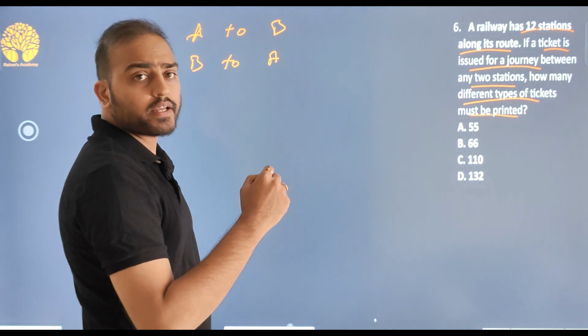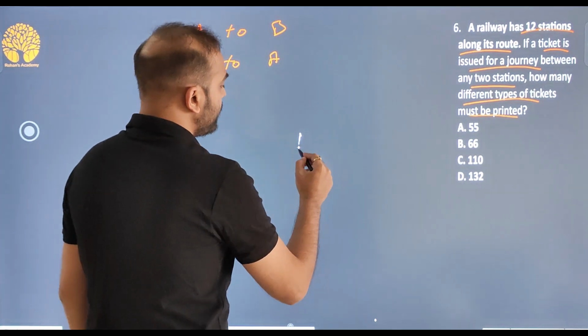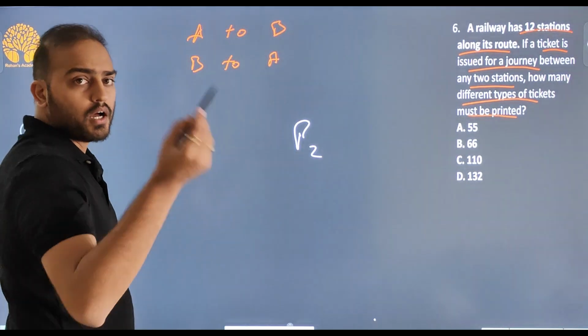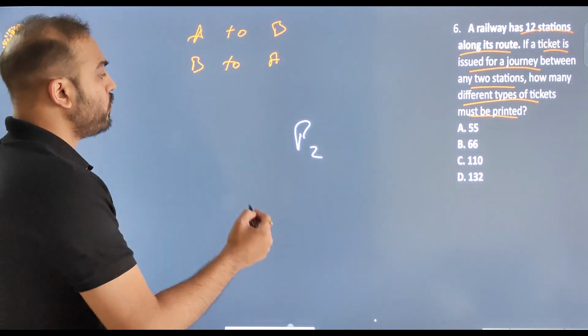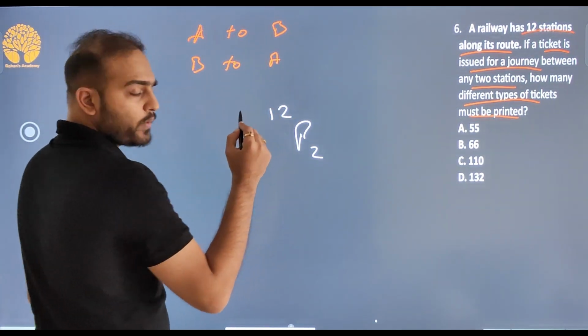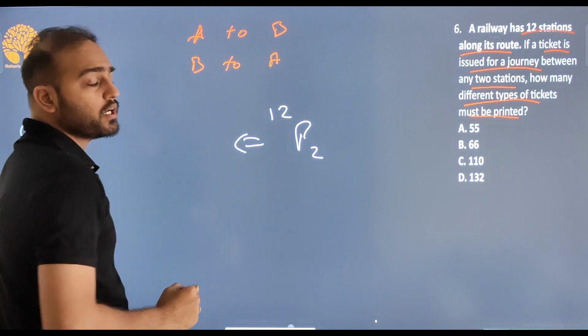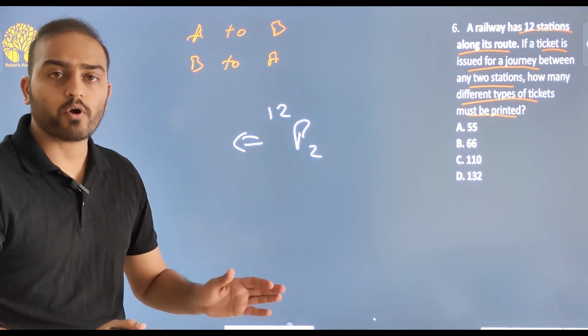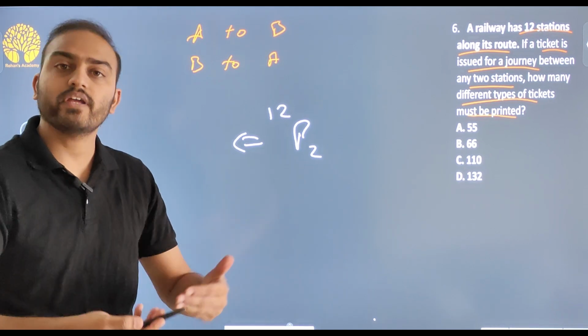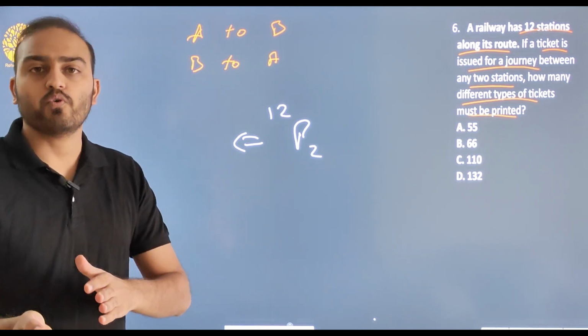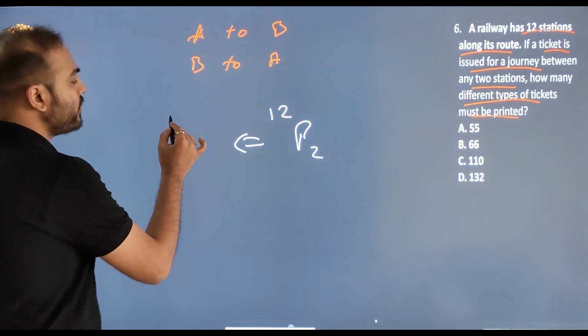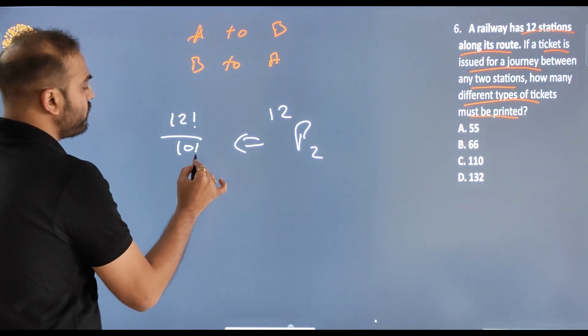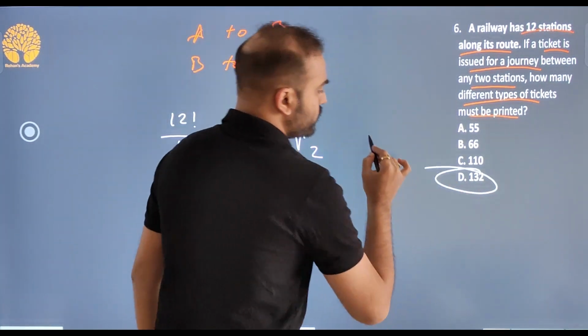In order to generate a ticket, what do I need? I need two stations, arrival and departure. How many options do I have? 12. So the answer simply becomes 12P2. Again, remember, calculation is not important. Understanding why we are using permutation, that is more important. 12P2 is 12 factorial by 10 factorial, which is 132.